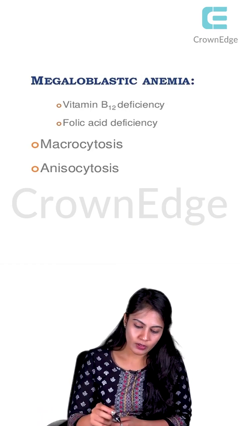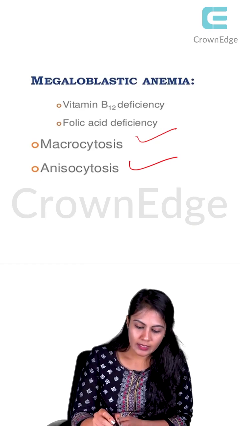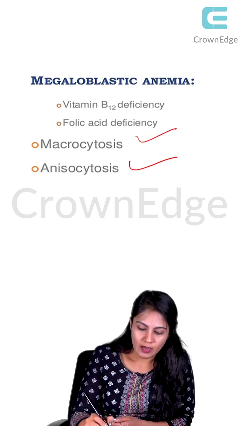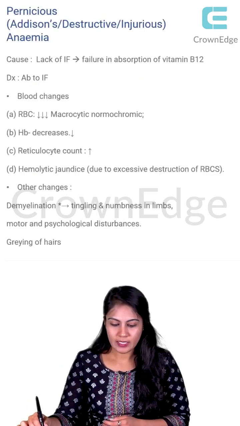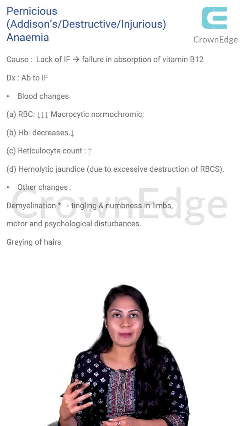Megaloblastic anemia, we know macrocytosis is seen. Then it has further two types of anemia, that is vitamin B12 and folic acid deficiency anemia. So let's discuss one by one what are the types of anemia.